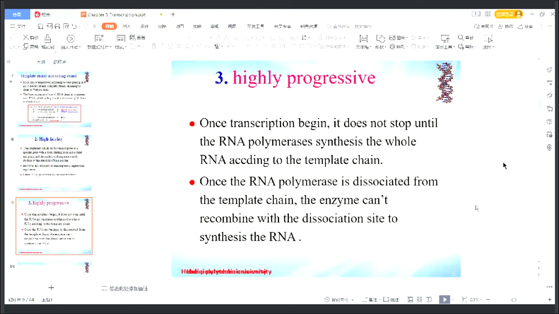Maybe some students think we can just keep the 200 nucleotide sequence that was synthesized, but it has no use. This kind of nucleotide chain is quickly lysed in the cells, no usage. So this property we summarize as the highly progressive property.